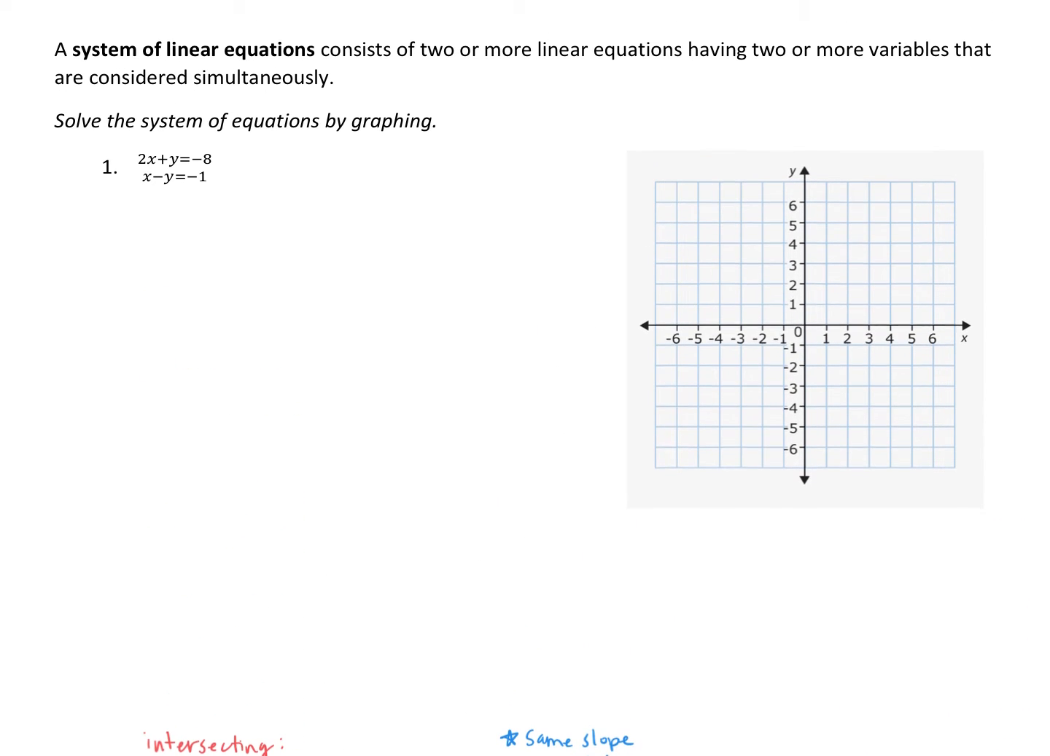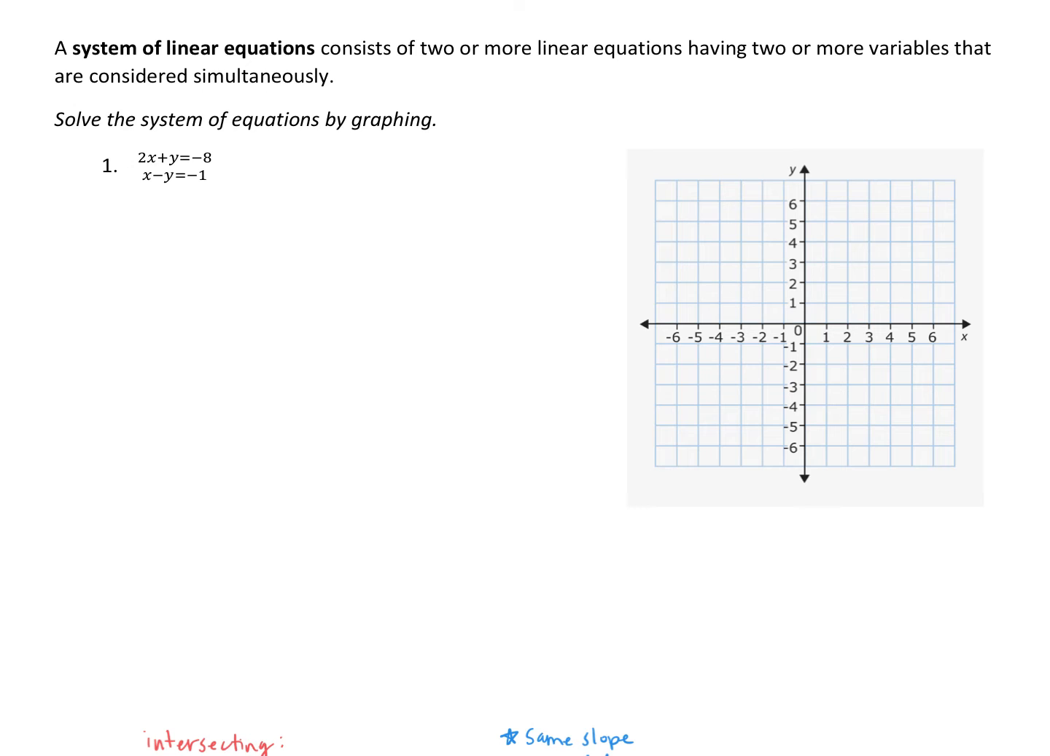So let's look at what we have here. To solve the system of equations by graphing, you're simply going to graph each line on the same grid and see if they intersect, and if they do, where. That intersecting point is going to be the solution to the system of equations. Now, this is not realistic to do for every problem. You don't want to have to graph lines, especially if the lines are crazy. I'll give you a quick example.